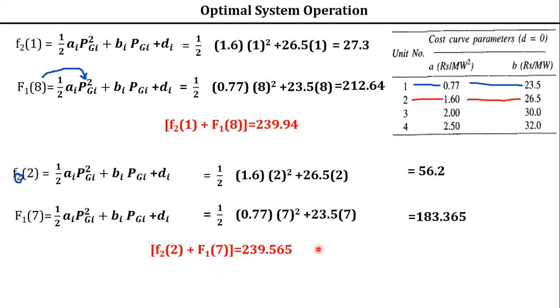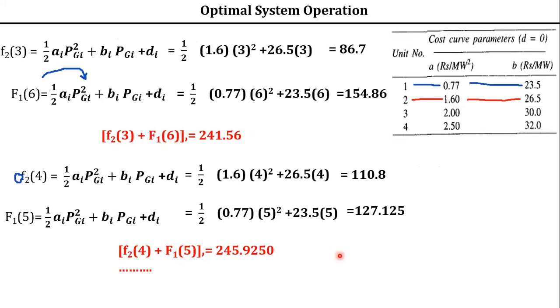Okay. Now, fourth combination. What is the fourth combination? We have to find out. Can you tell me what the fourth combination will be? F2 of 3 plus capital F1 of 4. Understood? So that combination you have to find out. So let us see here.